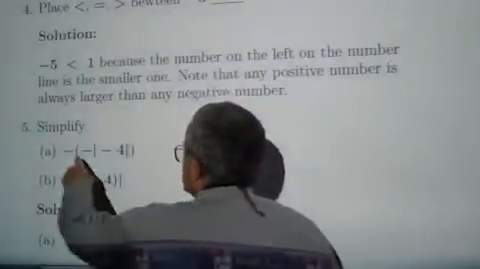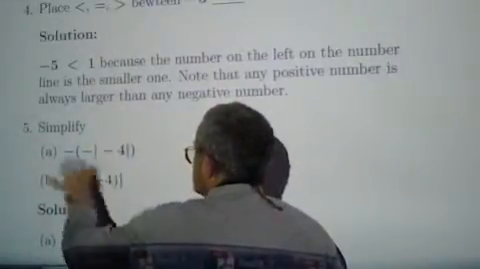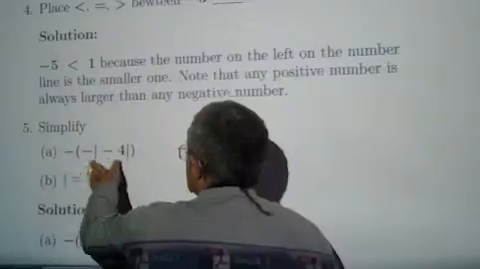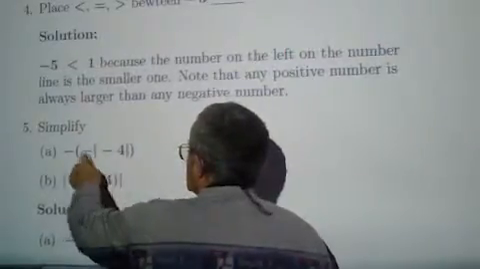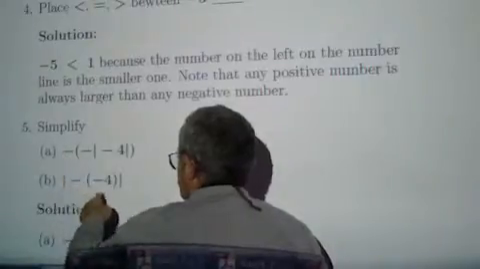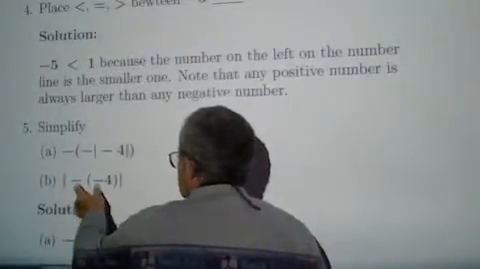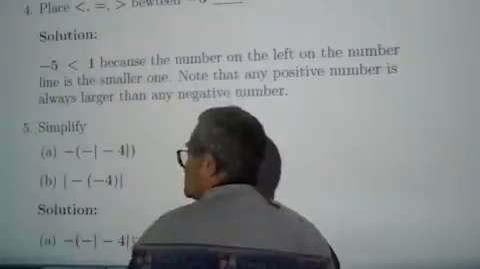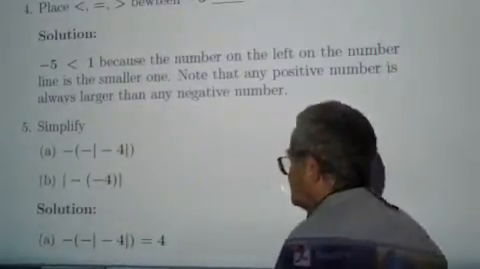Simplify the absolute value of the opposite of negative 4. So this is positive 4. You want the opposite of that, that's negative 4. And the opposite of negative 4 is positive 4. Here you have positive 4, the absolute value of which is also positive 4. And then, okay, so we want to go to the next one now.